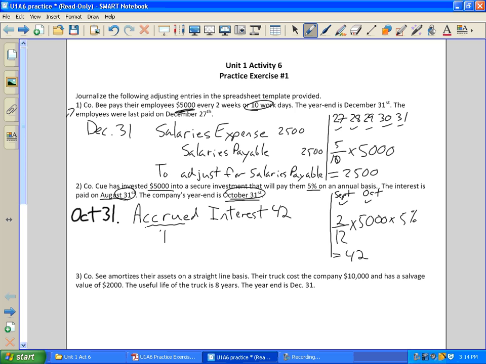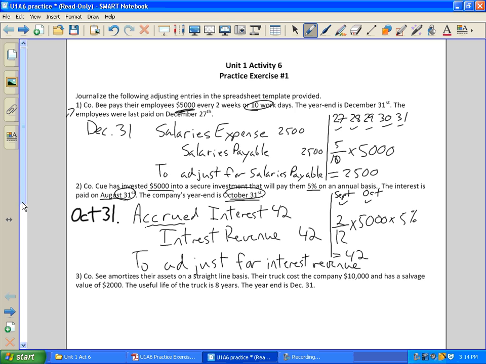It's also, as a credit, interest revenue. Okay? And we're going to say to adjust for interest revenue. This is going to get tight here, guys. Okay, apologize for that tightness down below.